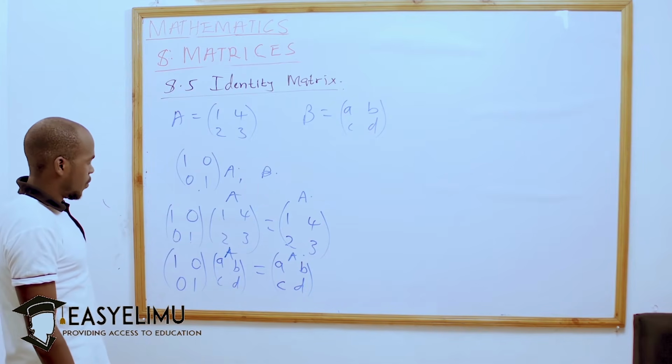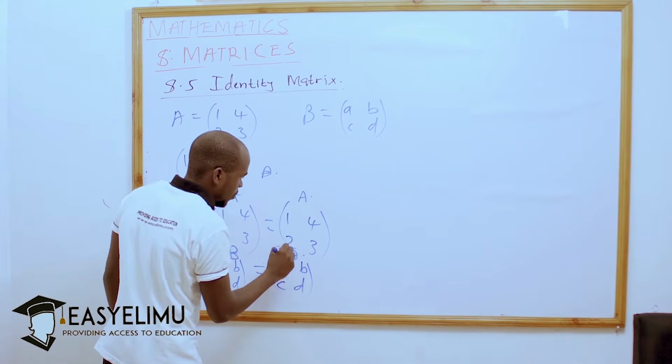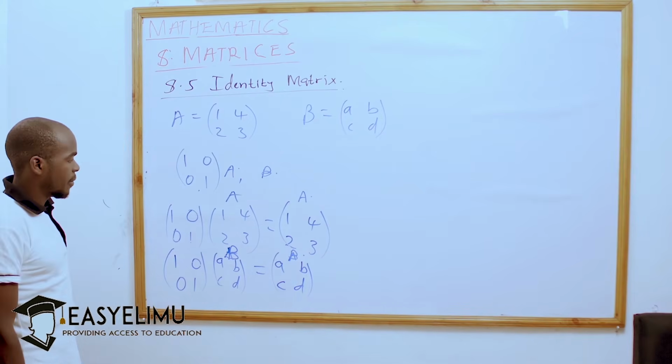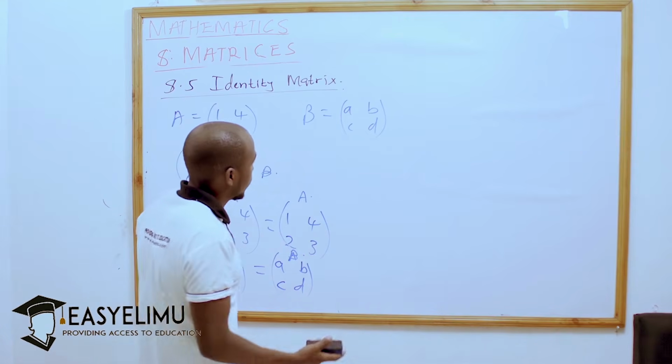Actually, we are only getting the same identity which we had. That is B, and that is for A. So we have found the same. Let's see for another matrix.